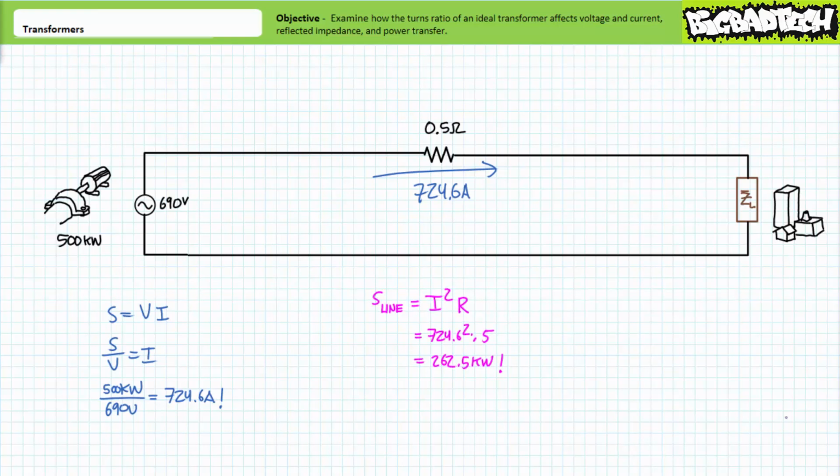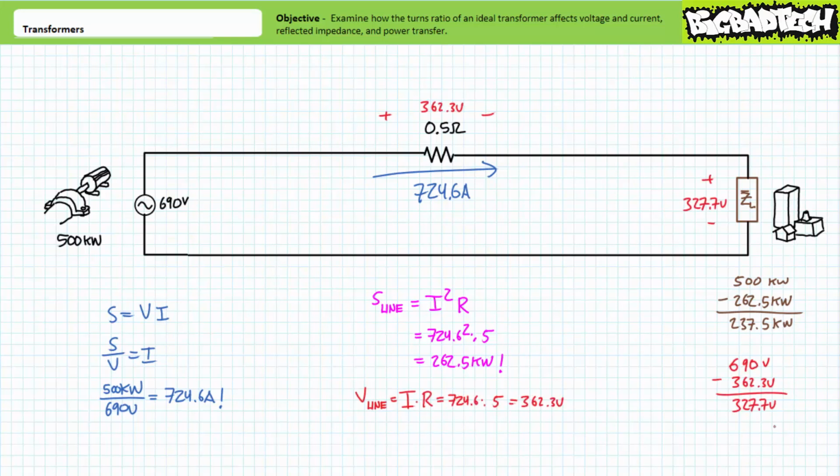Given the generator is forcing 724.6 amps through the 0.5 ohm transmission line, the power equation shows that the line alone is dissipating roughly 262.5 kilowatts of the available 500 kilowatts, leaving only 237.5 kilowatts, less than half the original 500 kilowatts, available for use at the distant city. Ohm's law additionally suggests that there will be a 362.3 volt drop across the line, leaving only 690 minus 362.3, or 327.7 volts at the distant city.